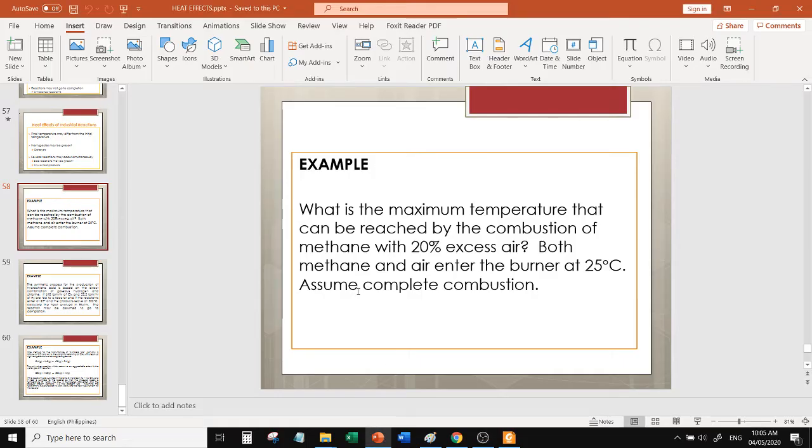Hello, for this video, we will solve this problem. What is the maximum temperature that can be reached by the combustion of methane with 20% excess air? Both methane and air enter the burner at 25 degrees Celsius. Assume complete combustion. So this maximum temperature that can be reached, assuming a perfectly insulated reactor, is also called the adiabatic flame temperature.